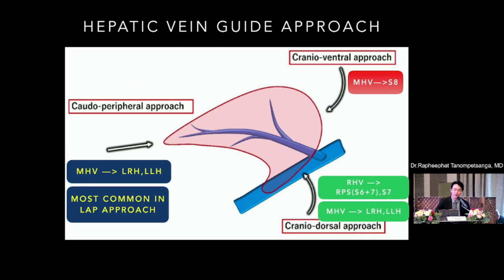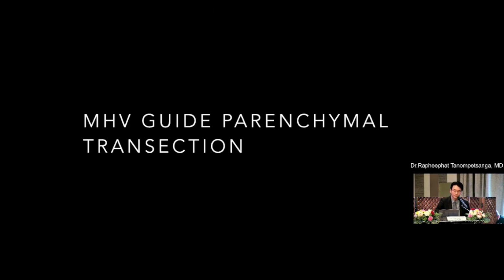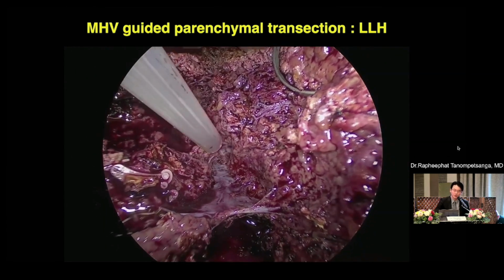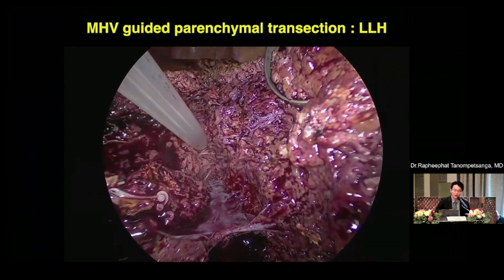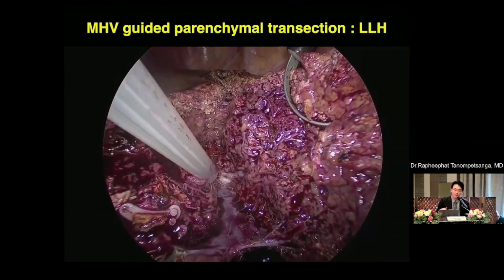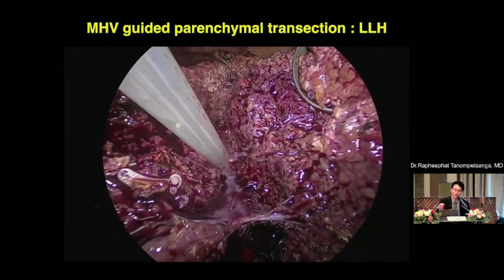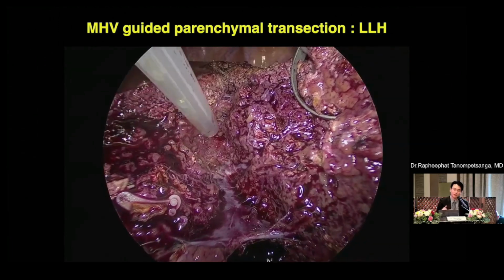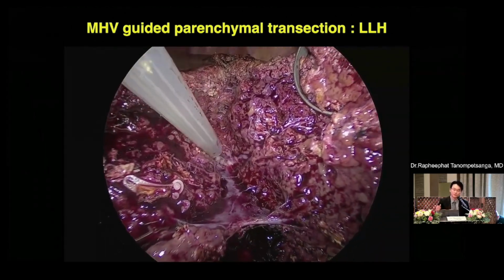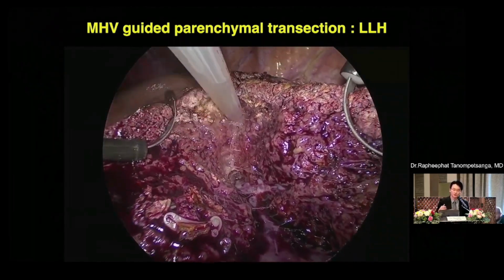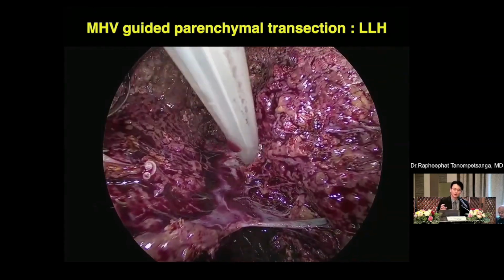There are many approaches for the hepatic vein guide, so another speaker will talk about this. I will show the middle hepatic vein guided transection. It's very important when you do a major hepatectomy, like right hepatectomy or left hepatectomy. When you find the small vein, you trace the vein to the main trunk, not cutting it the first time. Then you follow the main trunk as far as possible by good caudal traction.